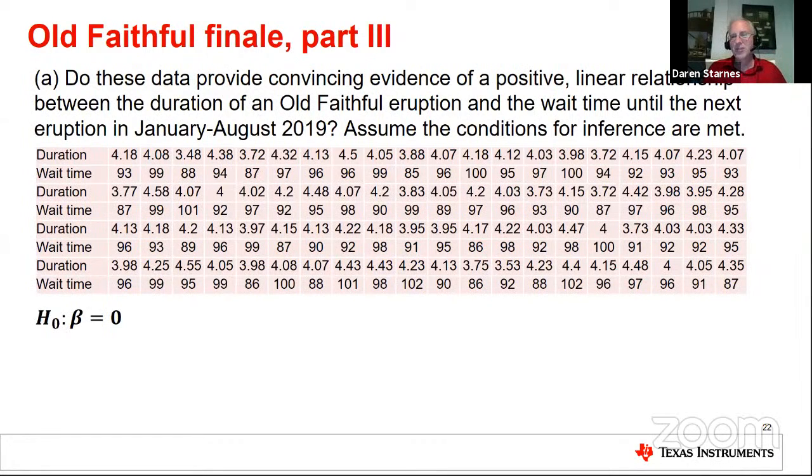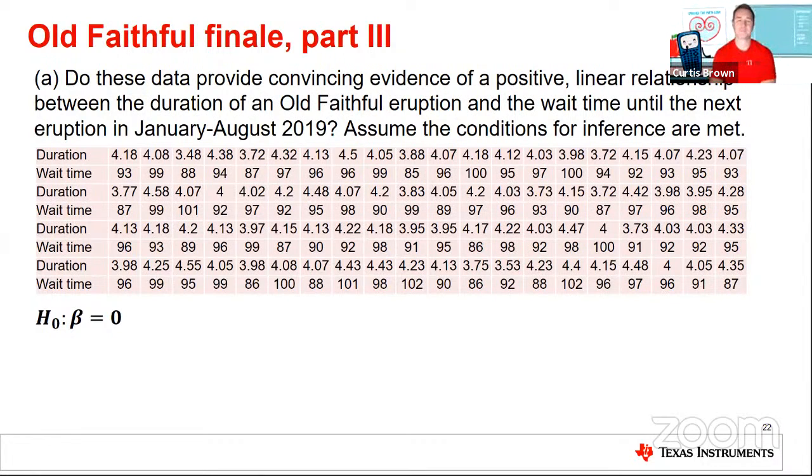If we're going to do a test about whether the data provide convincing evidence of a positive linear relationship, the null hypothesis is that there's a horizontal or no linear relationship, that you might as well just guess the average wait time for every eruption, that the duration doesn't help you predict at all. And that's kind of what the Park Service approach is doing. They're doing a prediction interval, not a confidence interval, saying my prediction interval is 94 minutes plus or minus 10 minutes, period, every time.